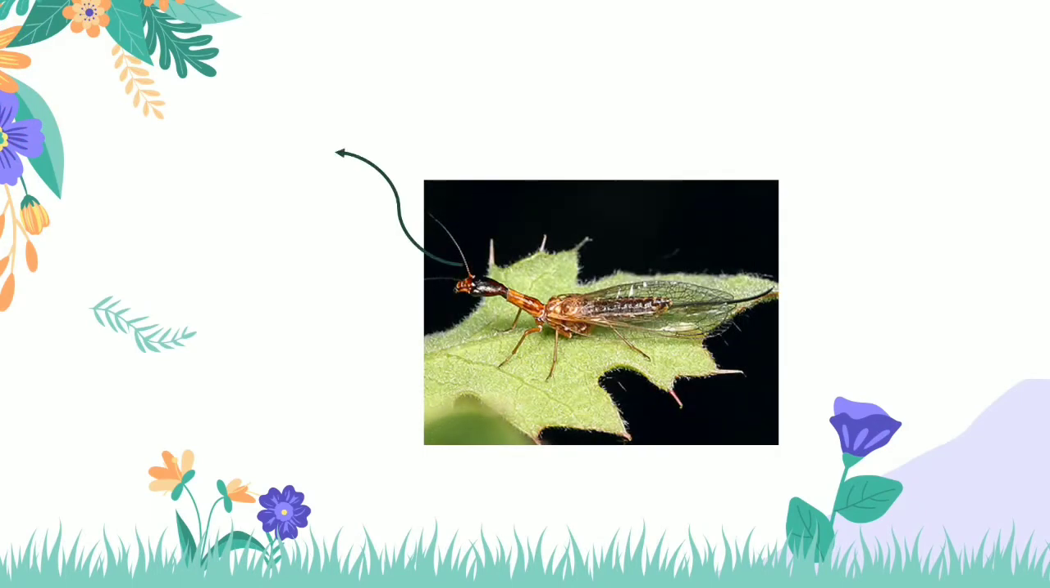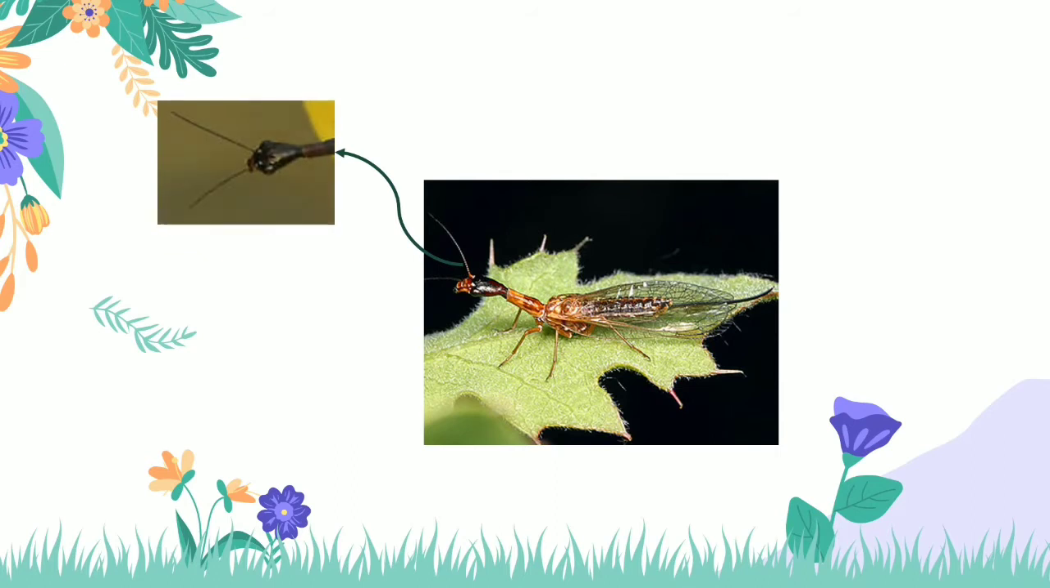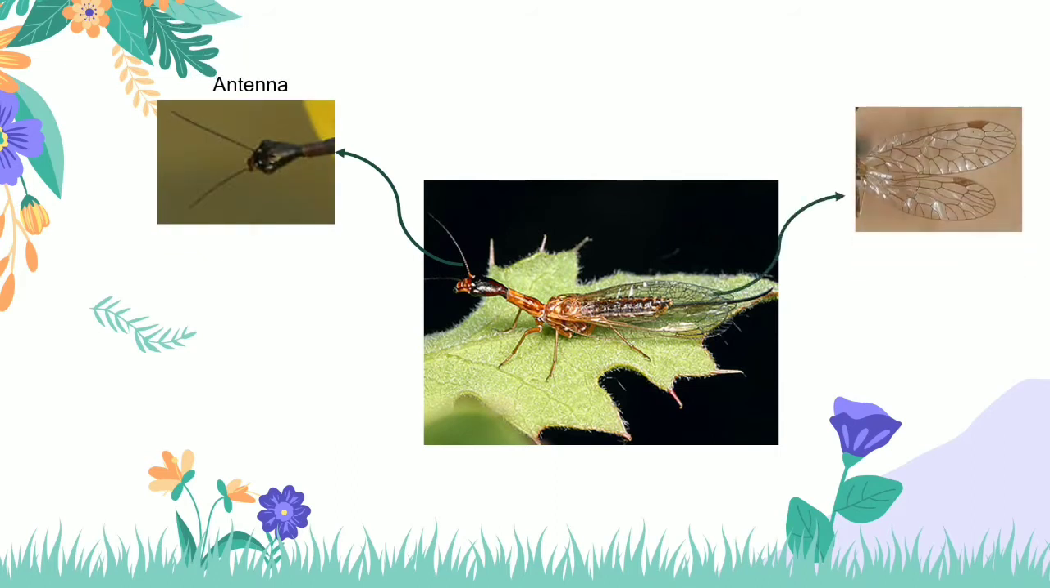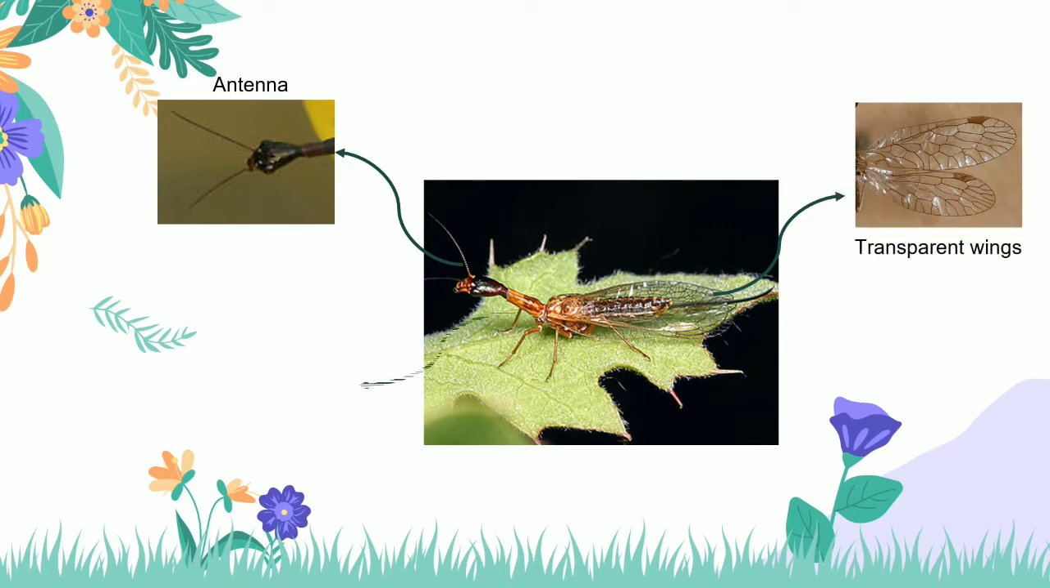Here are the body parts of the snakeflies. They have the antenna. Secondly, they also have transparent wings, the elongated prothorax, and last but not least, the needle-like ovipositor.